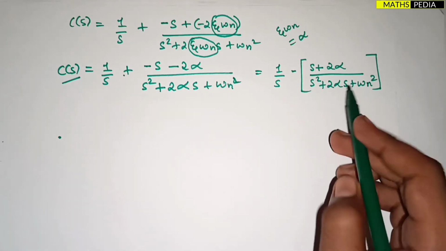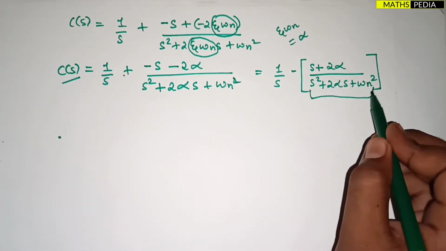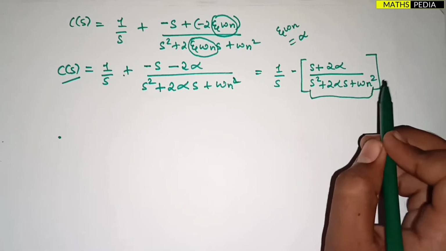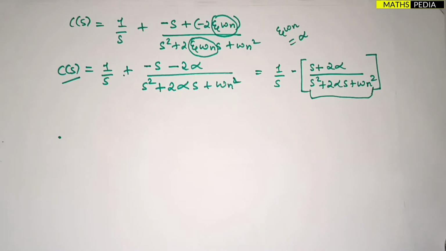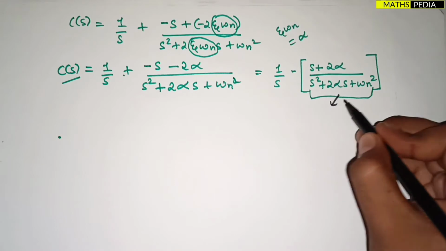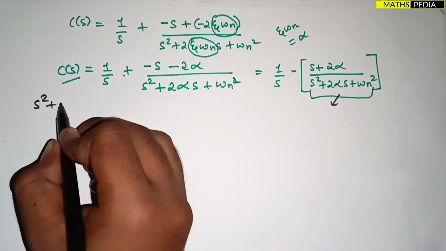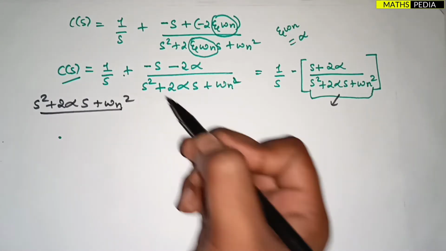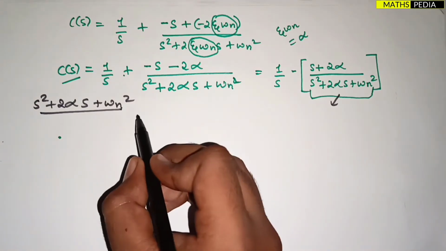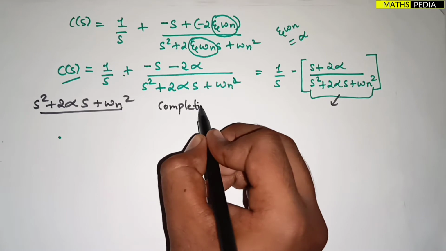That's it. Now the thing is that the denominator s square plus 2 alpha s plus omega n square is there. For this denominator we have to go for the method of completing the square. So we need to simplify this denominator. Taking the denominator, what happens? s square plus 2 alpha s plus omega n square. This I need to simplify. For simplification purposes, we have to go for completing the square.